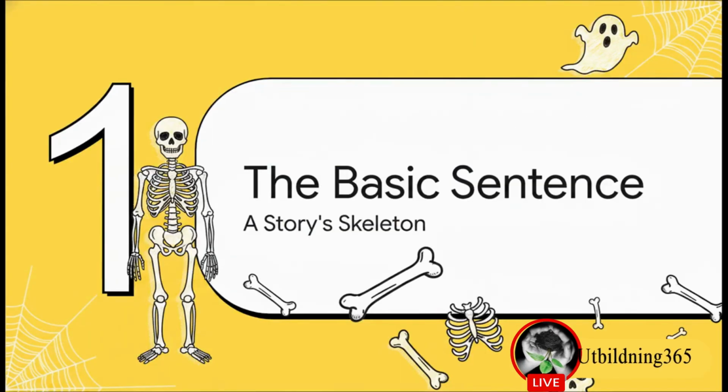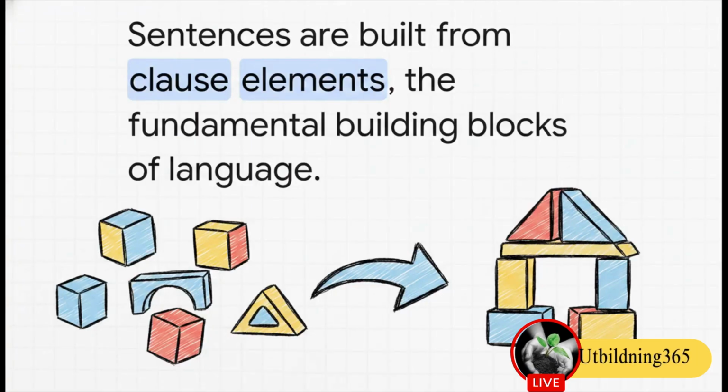All right, section 1, the basic sentence. You see, before we can add any spooky details, we need a skeleton to hang them on. And in writing, that skeleton is the basic sentence. Just think of these clause elements as the building blocks of language. I mean, every single sentence you've ever read is just built from these core parts, and each one has a very specific job to do.